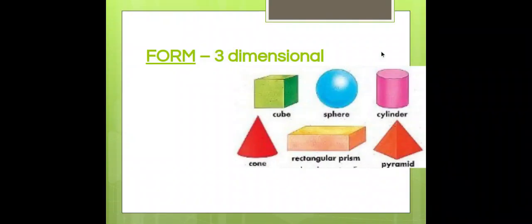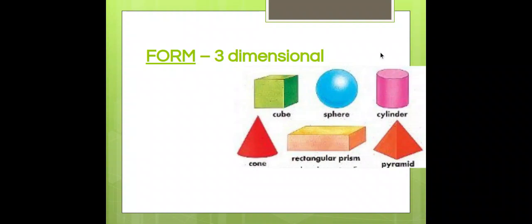Forms. How are forms different than shapes? Forms are 3-dimensional, so they have depth. A square, which is a shape, in 3 dimensions becomes a form, which is a cube. A circle becomes a sphere or a cylinder. A cone is a result of a triangle in 3 dimensions. So we see those shapes, when they have depth, become forms.